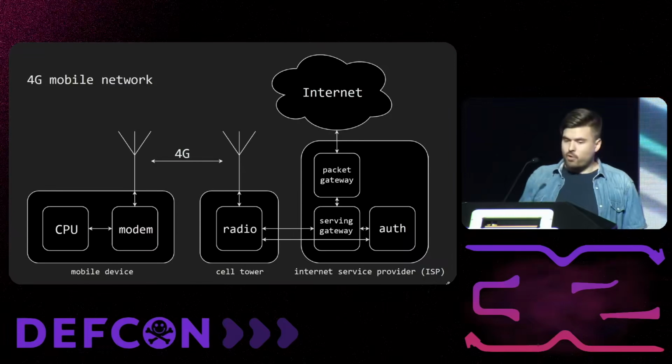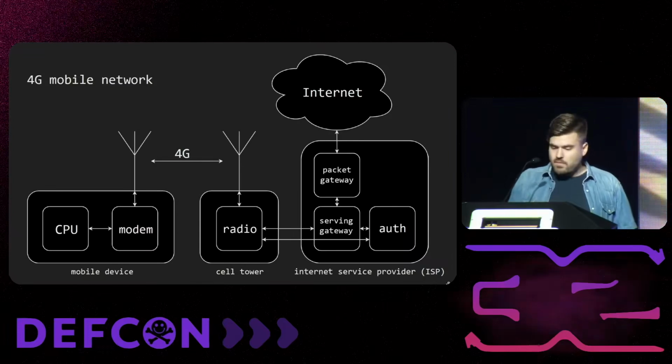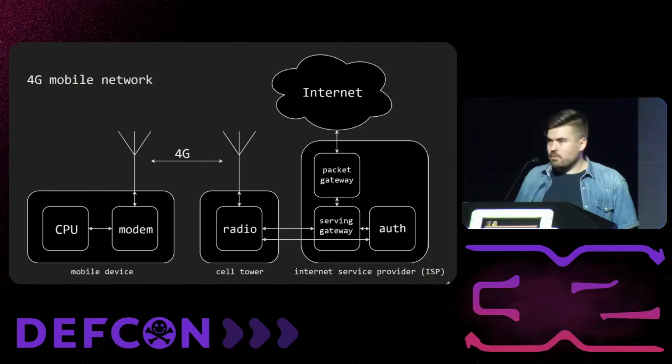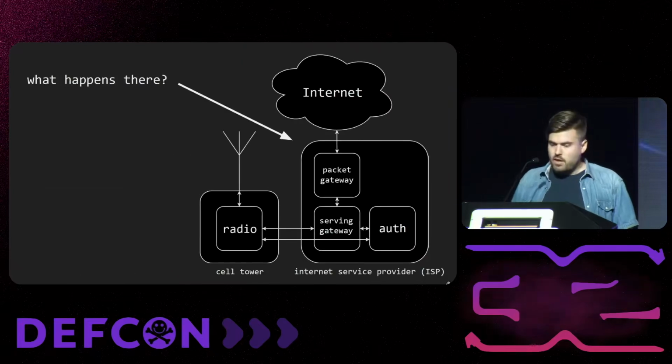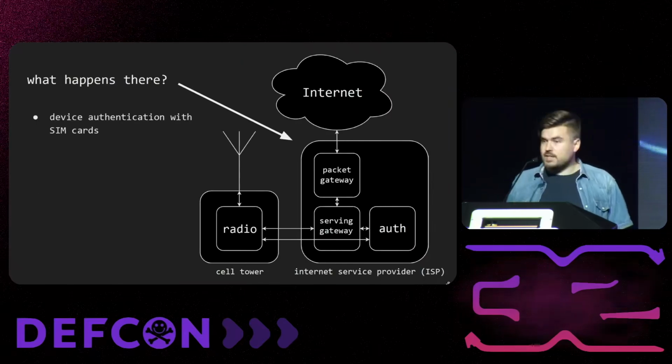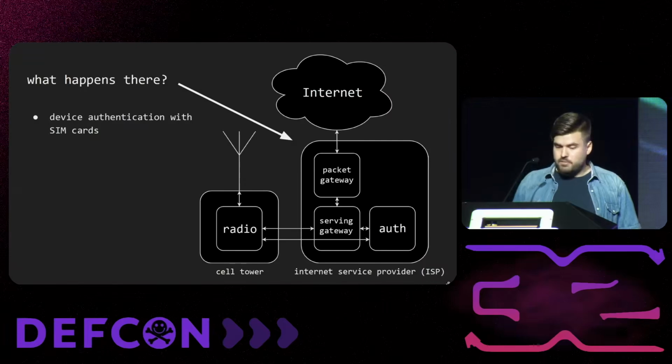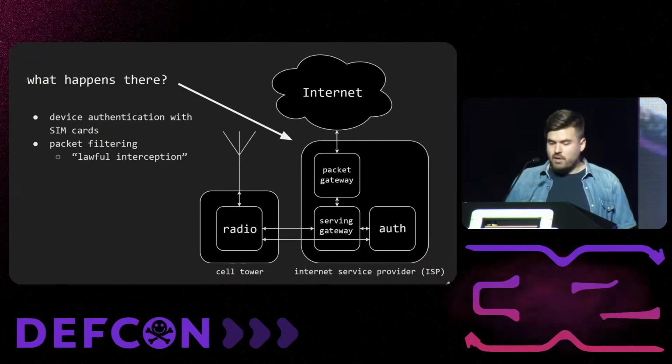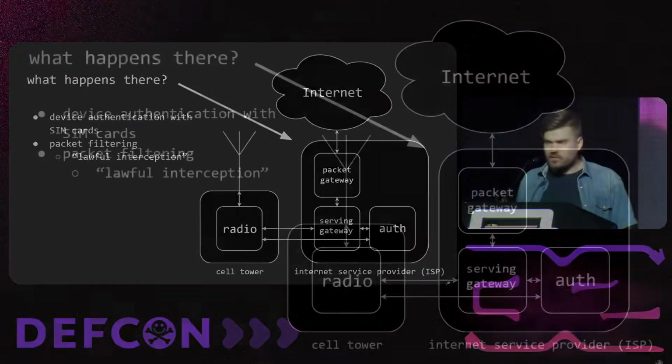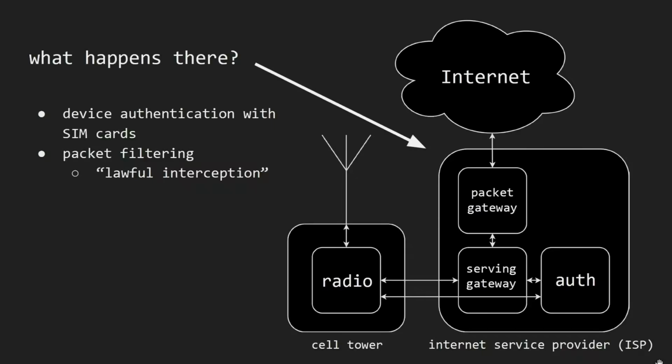So let's go back to the 4G mobile network. We have our mobile device, it talks to the cell tower, and then there's the authentication and some other stuff. But what exactly is that other stuff? Like I said, the devices authenticate with SIM cards, and then there's some kind of packet filtering going on. There is this thing called lawful interception, which means that your traffic can be inspected by the authorities. And I think if it can be inspected, then it most likely is.